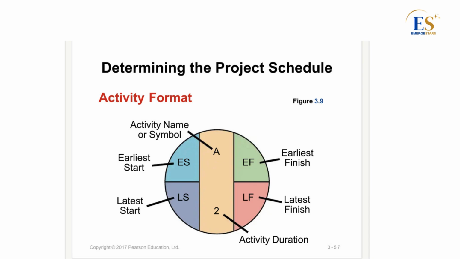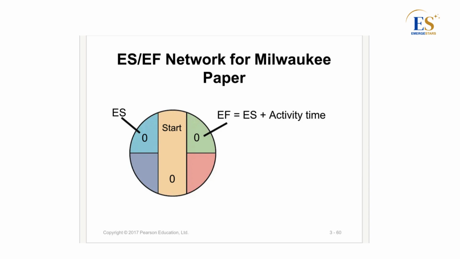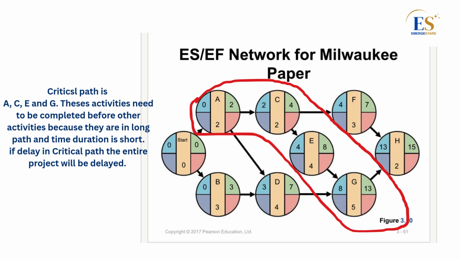Here, we calculate the earliest start and earliest finish times as we move forward through the project network. The longest continuous path through all activities is known as the critical path. It shows the shortest possible time in which the project can be completed.